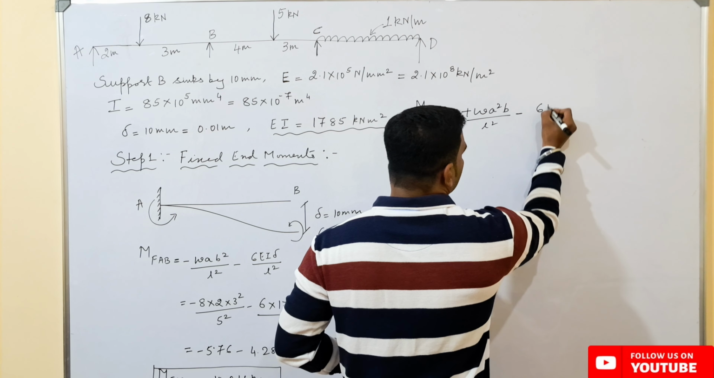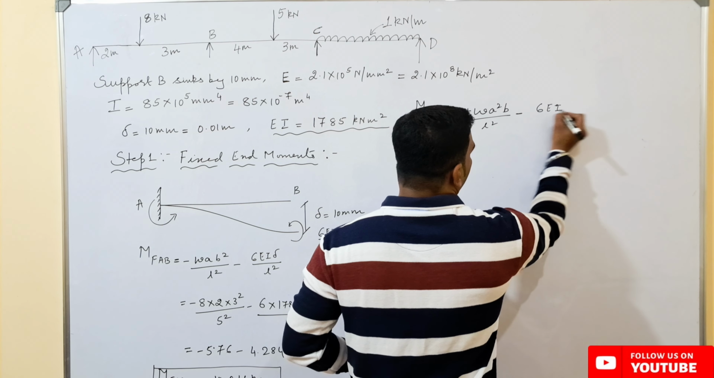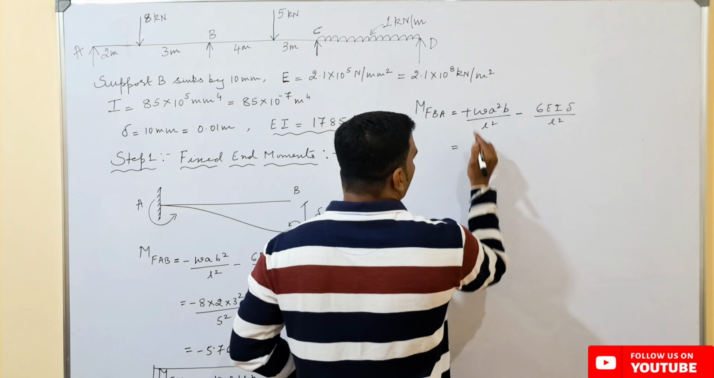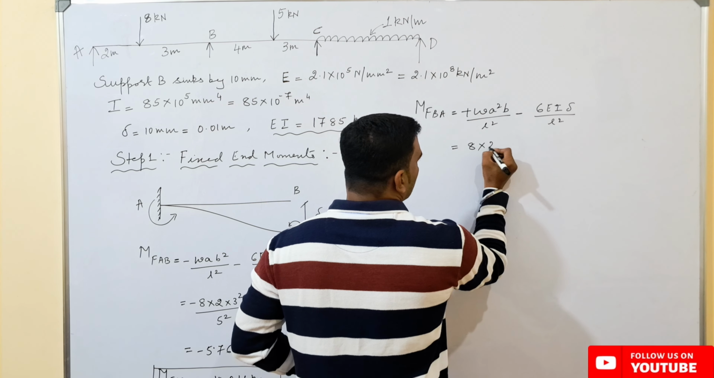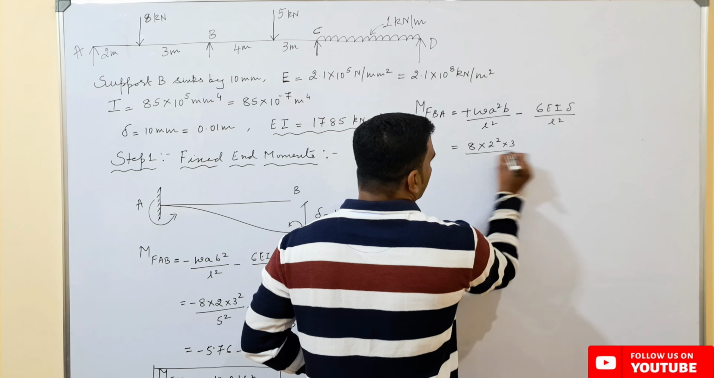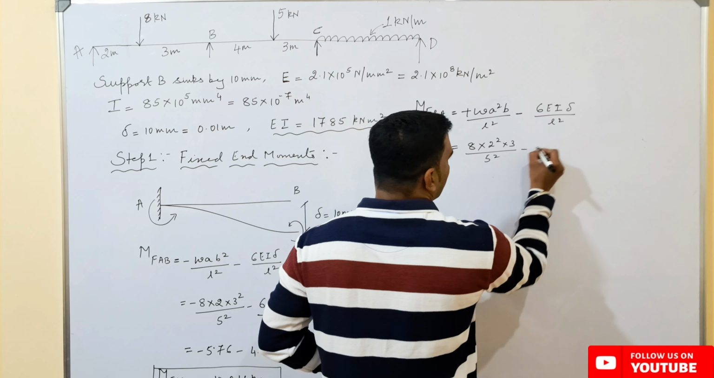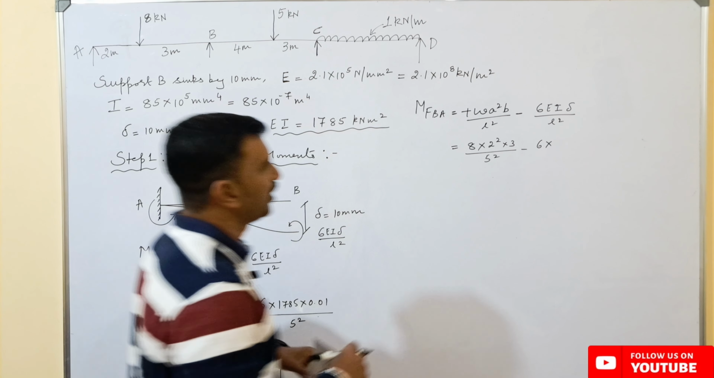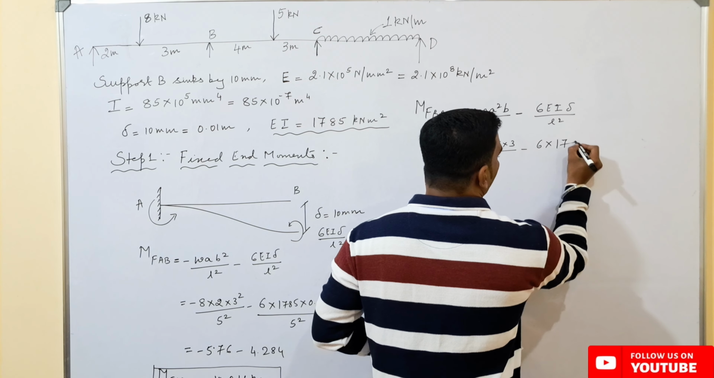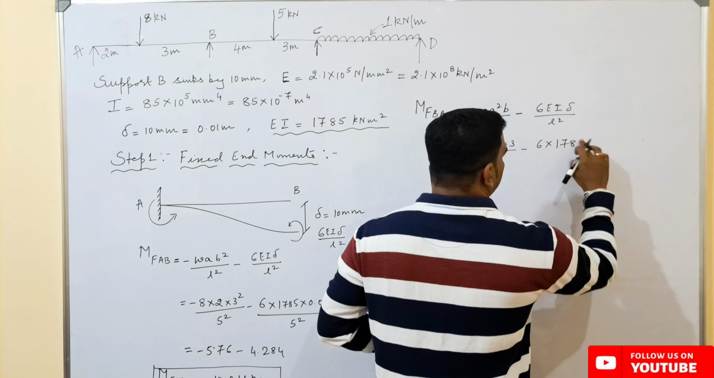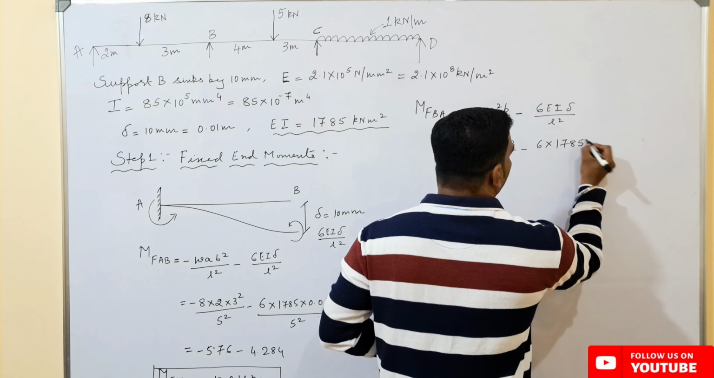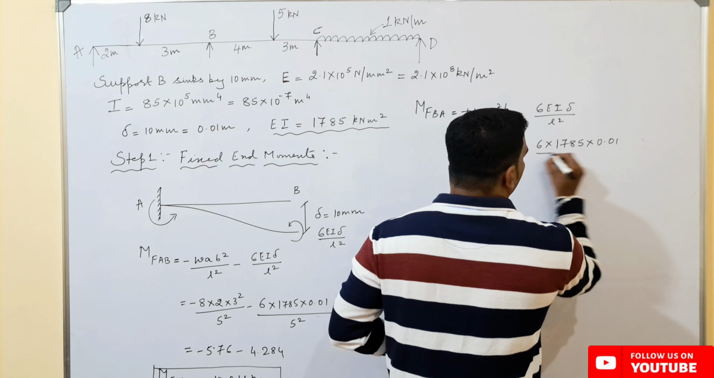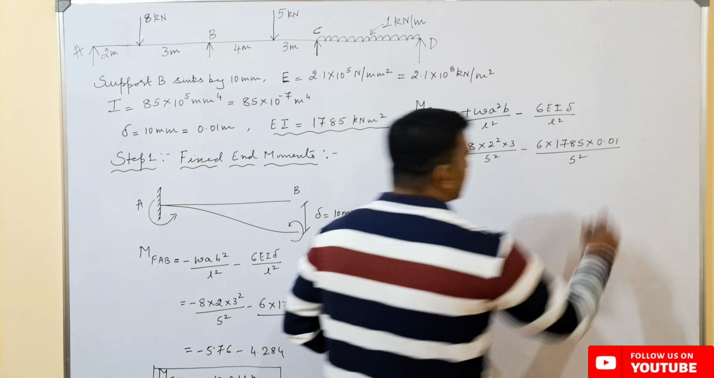minus the effect of sinking, that is 6 EI delta upon L square, which will be equal to the value of W, that is 8 into 2 square into 3 upon the total span is 5 square, minus 6 into the value of EI we have taken here, which is 1785 into the value of delta is 0.01 meters upon the total span, which is 5.